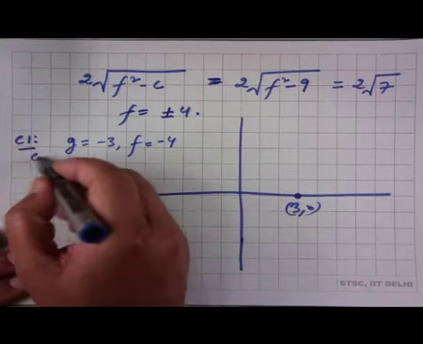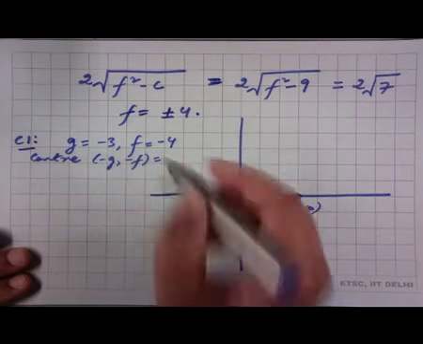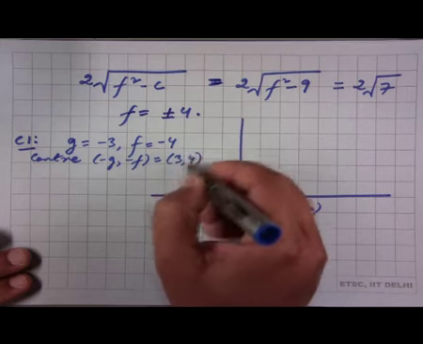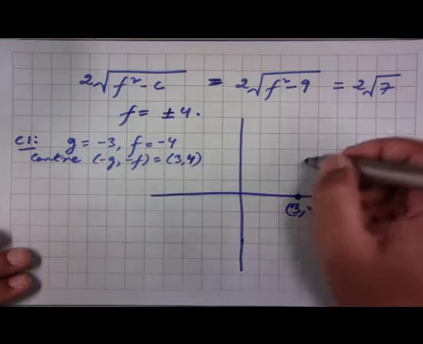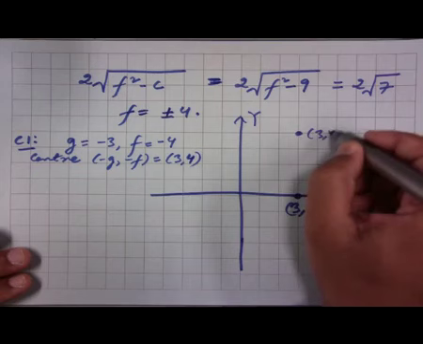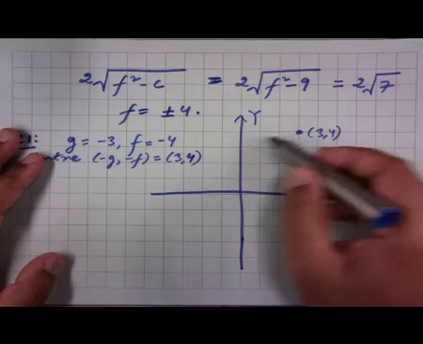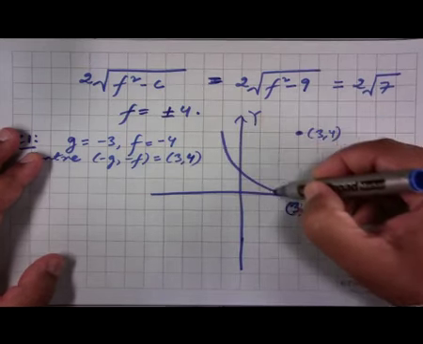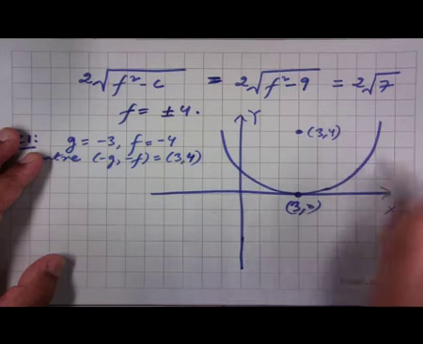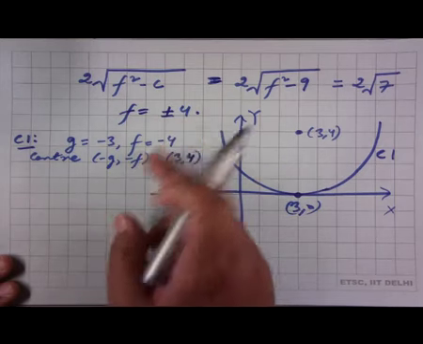So, the center of the circle, minus g, minus f, is equal to 3 comma 4, which is this point, and if you draw the circle, it is going to be something like this. So, this is the circle C1.